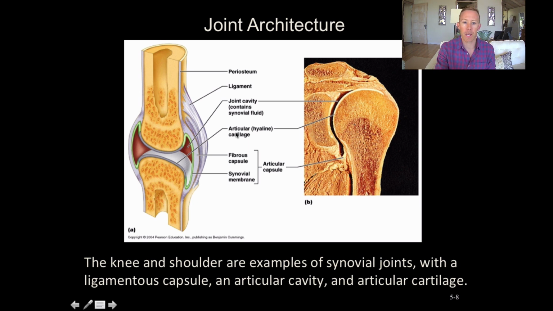And again, this is just an illustration of another joint, maybe something like the knee, or even a finger joint based on the shape of the ends of the bone. But all of our synovial joints will have these characteristics.